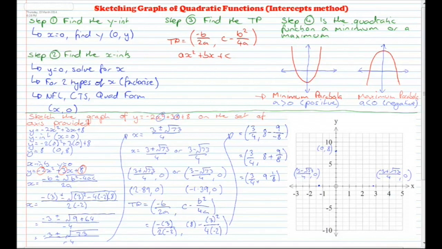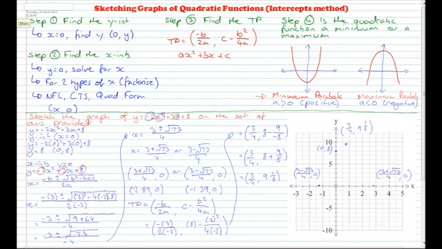So let's go through and plot that point. So 3/4 over here, that's going to be 9 and 1/8, which is around about here. And we're going to write the coordinates of that point, 3/4 and 9 and 1/8, right here. Alright, now as you can already see, it's going to be a maximum parabola because it's going to come up here to its turning point and then come straight down. Let's just double check though that it is a maximum parabola, and of course I do that by checking the negative 2, and because it's a negative, yes, it is going to reach a maximum point and then go down.